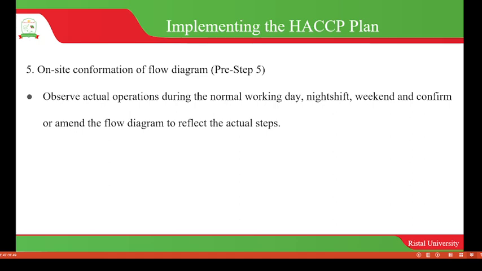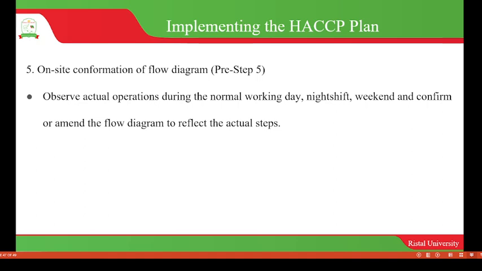Because sometimes when you draw the flow chart and it has not been applied or done practically, there may be other errors or weaknesses, or what you have drawn may practically be impossible. If such things happen, you need to go back and amend the flow diagram so that it reflects the actual steps to be followed. You can realize this only when you observe the actual operation, be it during normal working hours, night shift, weekend, and so on. So you have to monitor.